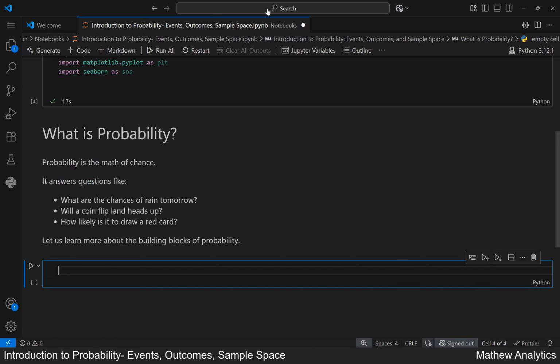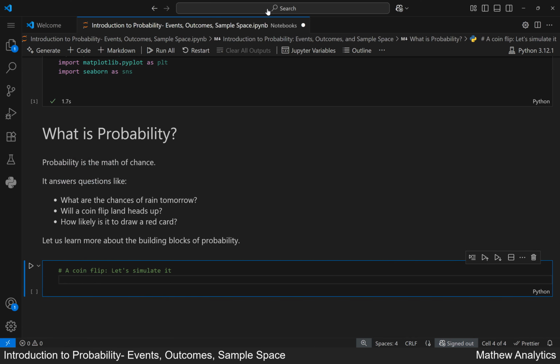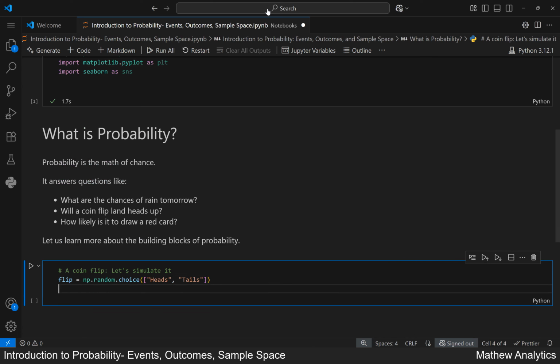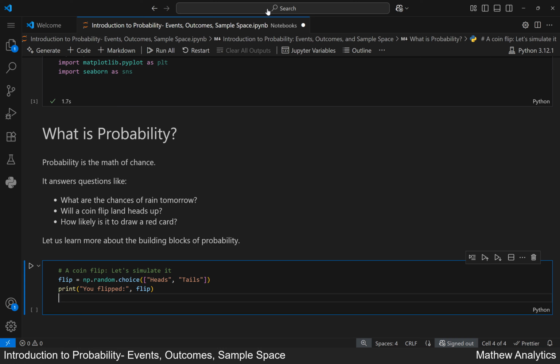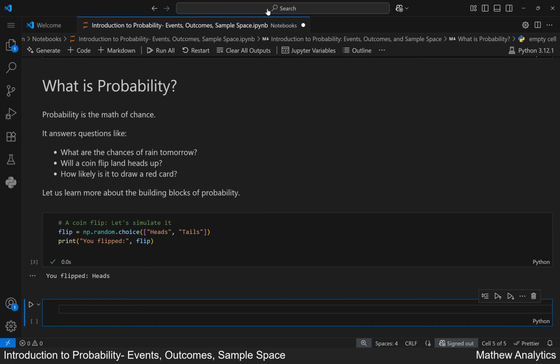Let us use code to see a coin flip in action. We name our random pick as a coin flip. The computer picks heads or tails, like flipping a real coin. You see what side the coin landed on. Running the cell now. Try running this cell several times to see that the answer is never always the same.